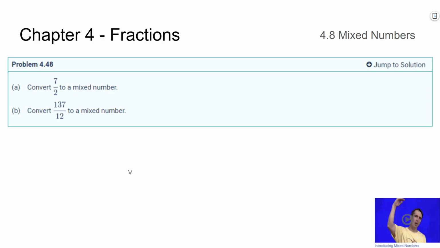Okay, now we're going to go the other way around. We're going to convert 7/2 to a mixed number. Let's see what we can do here. So we know that 7 is the same thing as 6 plus 1. So we'll start there. 6 plus 1 over 2 would be the same thing as 7/2, right?